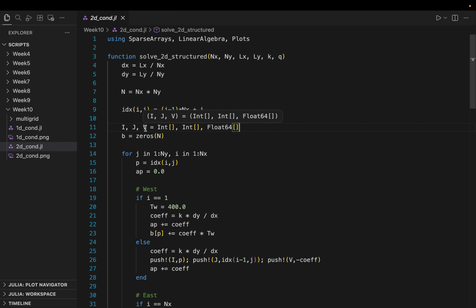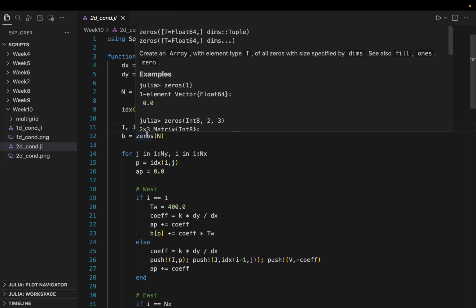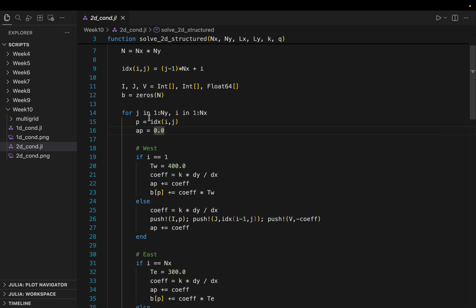So now we have i, j, and d. We use the actual value that will be stored. This array will store the actual values. Now we have a for loop over the entire thing. i, j will vary across the entire domain. So P is the corresponding index, like I said just now. So everything else remains the same.